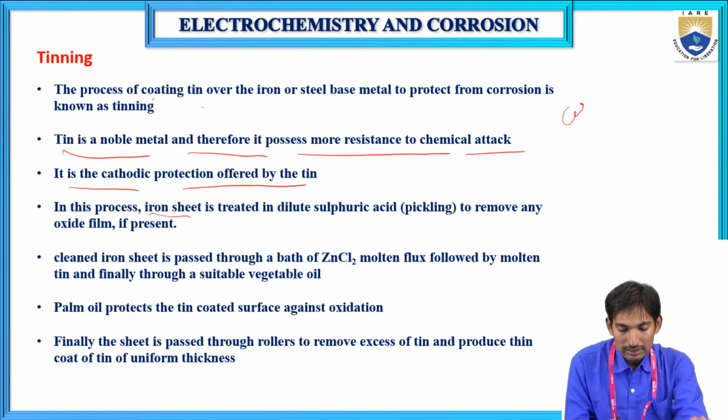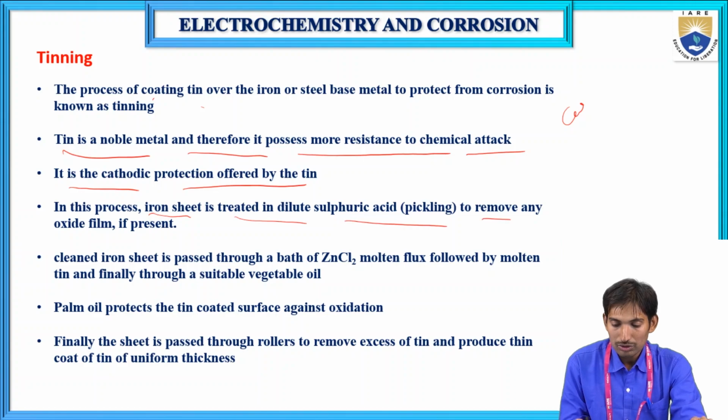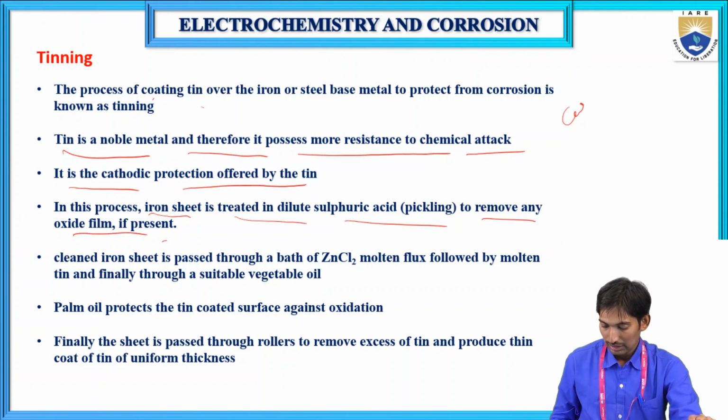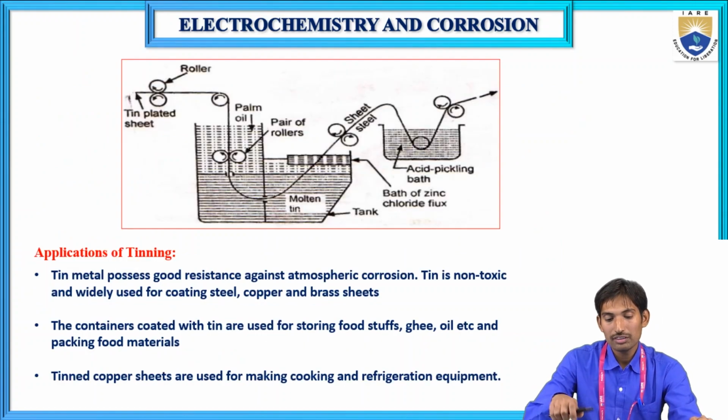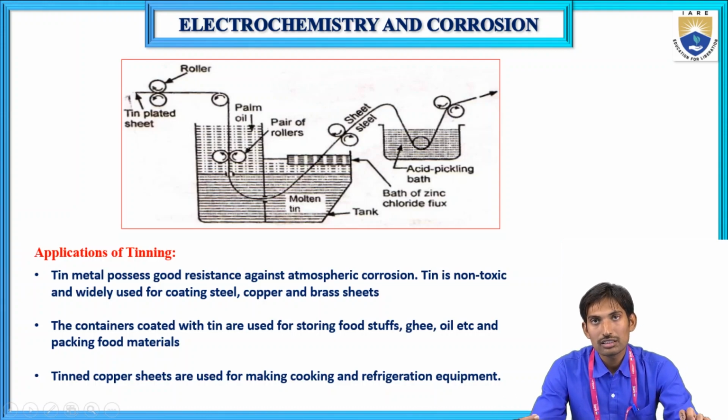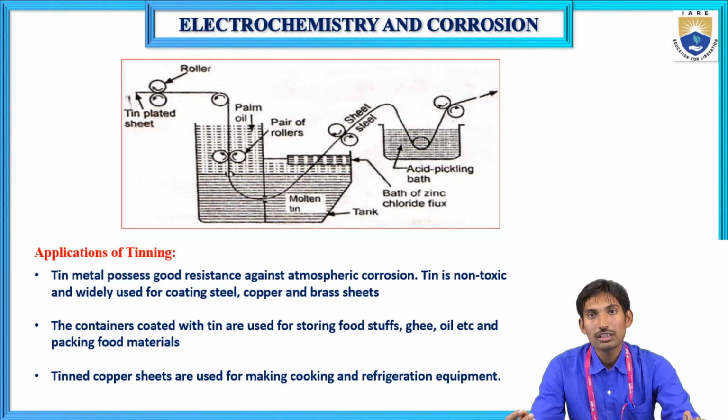In this process, the iron sheet is treated with dilute sulfuric acid to remove any oxide film if present. Similarly, in the case of zinc also we did pickling. In this process also, first we have to do pickling. Pickling is nothing but removing impurities like grease, oil, etc. by using dilute H2SO4 at 60 to 90 degrees centigrade temperature.